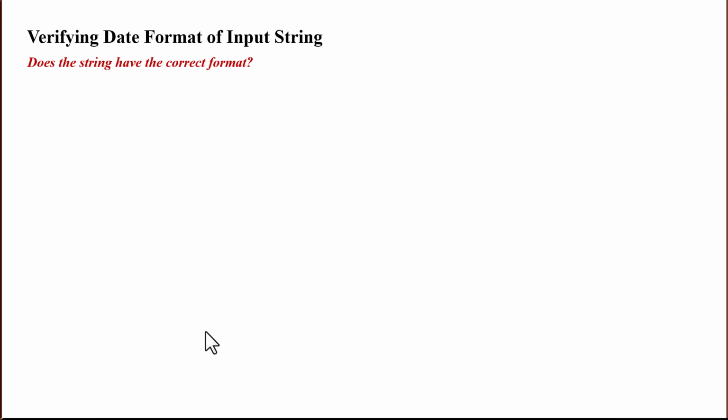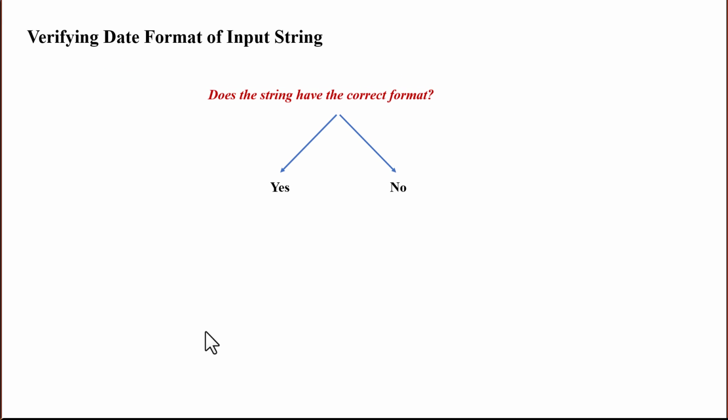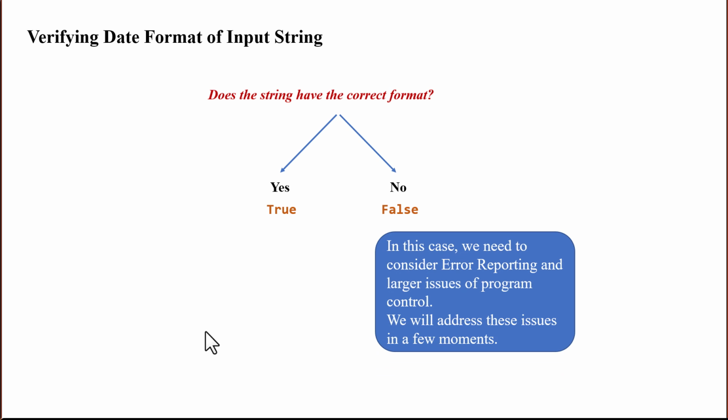Well, obviously, this is a binary consideration. Yes, it has the correct format, or no, it doesn't. And probably in the case that it's yes, we want to return a true. And if not, we want to return false. So we're looking at basically writing a Boolean function that returns true or false back to the main program. But in this case, we need to consider error reporting in the case that it's false. We need to consider error reporting and perhaps larger issues of program control. We will address those issues in a few minutes. So let's start to write our code.